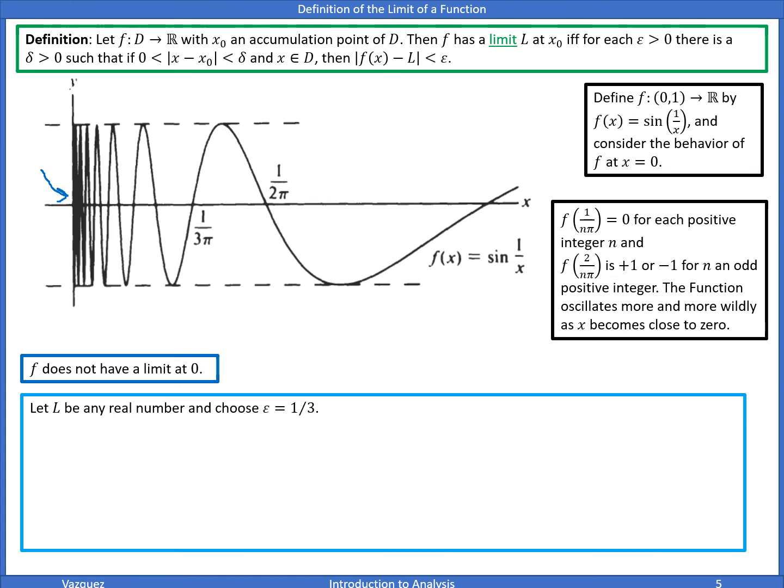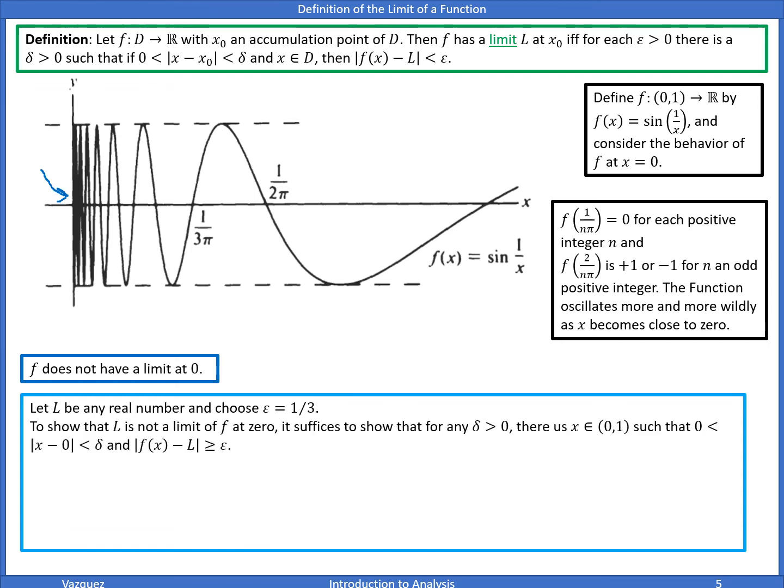We're going to let L be any real number. And we're going to choose epsilon to be equal to 1/3. I'll tell you now, although it won't make much sense yet, that if you make a 1/3 neighborhood around 0 and a 1/3 neighborhood around 1, they don't overlap at all. So that's why we're choosing 1/3. Keep that in mind because I know it doesn't make much sense right now. But let L be any real number and choose epsilon to be 1/3.